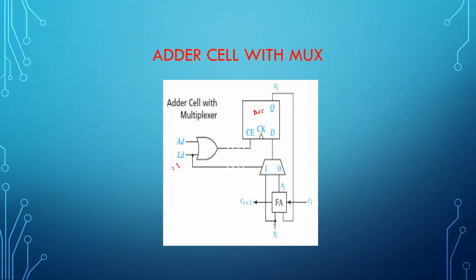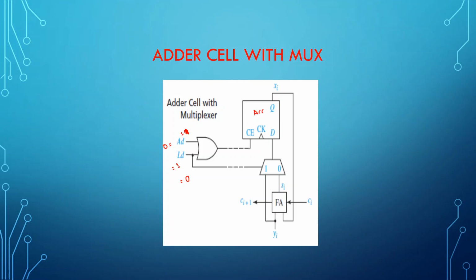So the second number, instead of getting added here, will be loaded to the register when add is equal to 1 and when load is equal to 0. Consider here: initially add was 0 and load was 1. Right now add is 1 and load is 0.